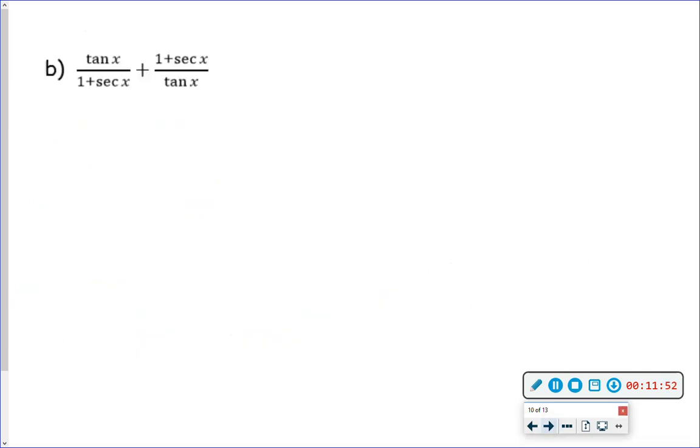All right, one more fraction. This time we're adding, same thing. You can't get crazy and cross off those tangents or the 1 plus secant because we're adding. If it was multiplication, I could, but we're adding. We need a common denominator. So I see the right fraction has tan, so I'm going to put that on the left. And then just like the last problem, I see the left fraction denominator is 1 plus secant. I'm going to put that one on the right. So now we'll have matching denominators.